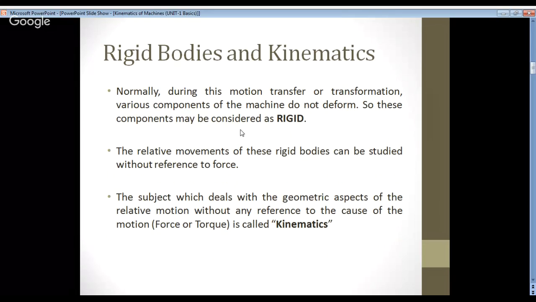The next term in the definition of the topic is kinematics. Kinematics is the part of science in which we study the motion of different parts, irrespective of the cause of those motions. Kinematics of machines is actually a part of the subject theory of machines. The other part of the theory of machines is dynamics of machines, in which we study the synthesis part of the machines. So in this subject, kinematics of machines, we are concerned only with the relative motions of the parts which are connected with each other.